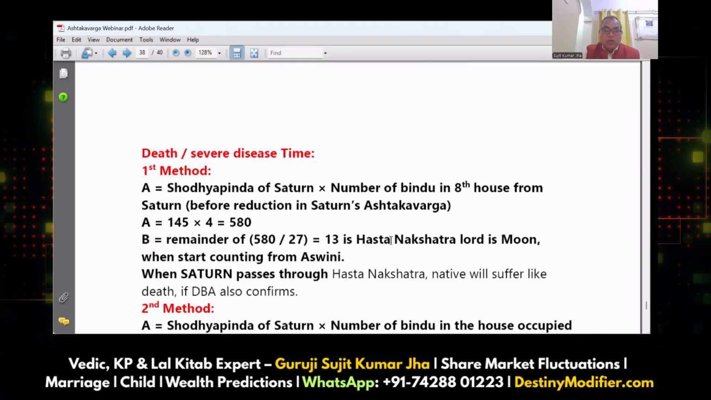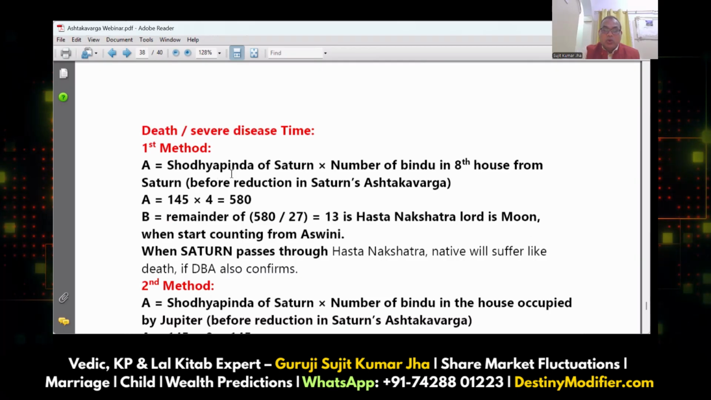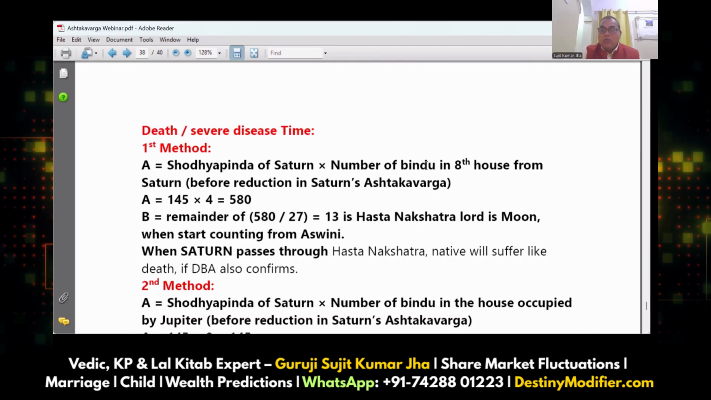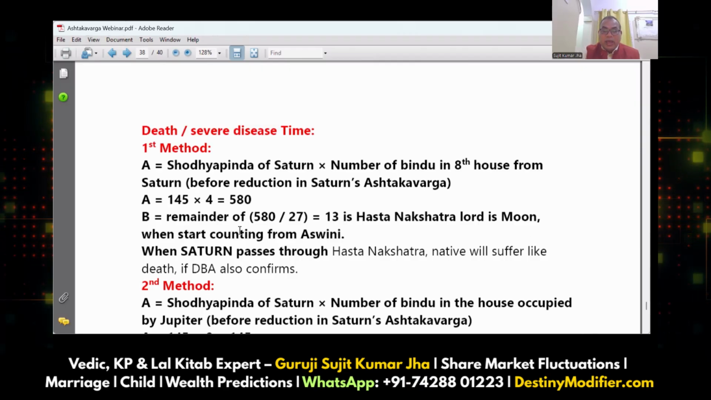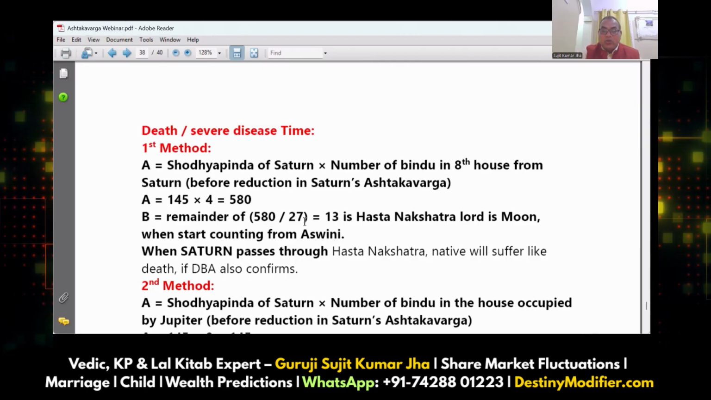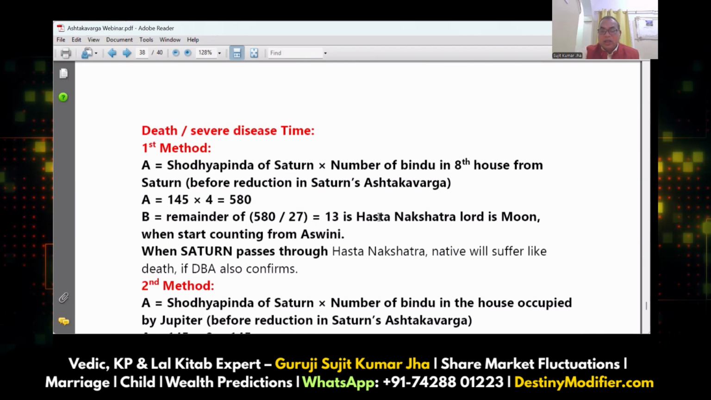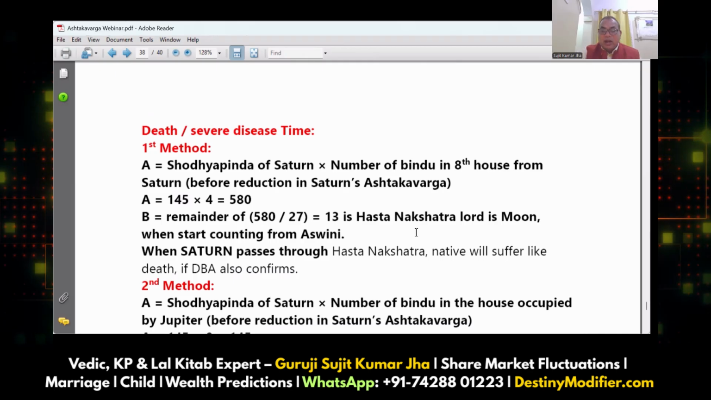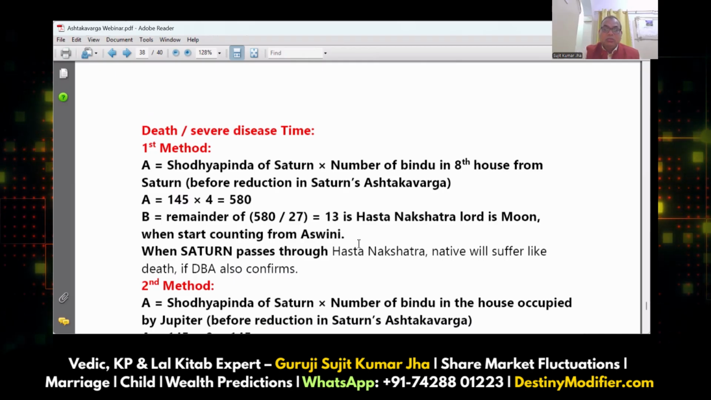So when will the native get disease? You have to calculate the Sodh Pinda of Saturn, and the number of bindu in the 8th house from Saturn, multiply this. Divide the answer by 27 nakshatras, the remainder is nakshatra 13. This is Hasta. So when Saturn transits Hasta nakshatra, the native will get disease.